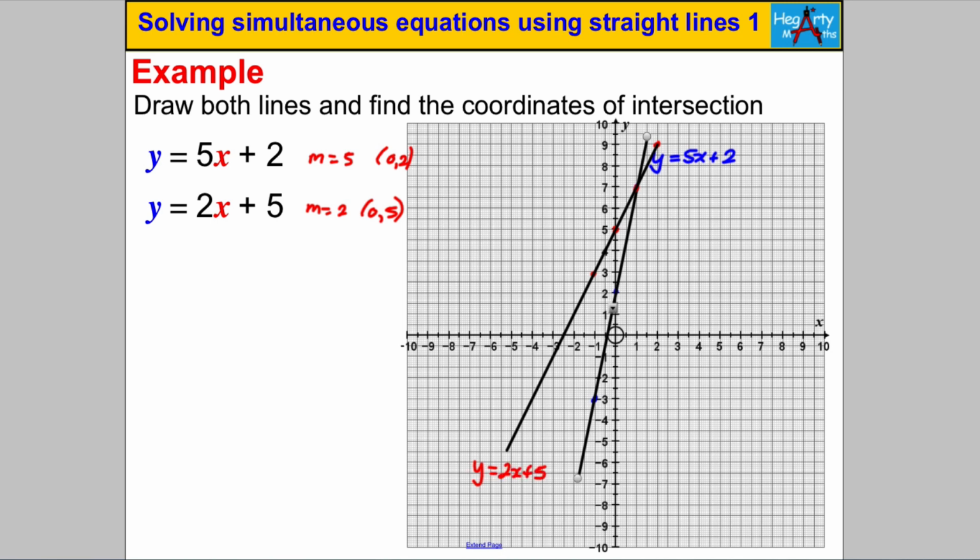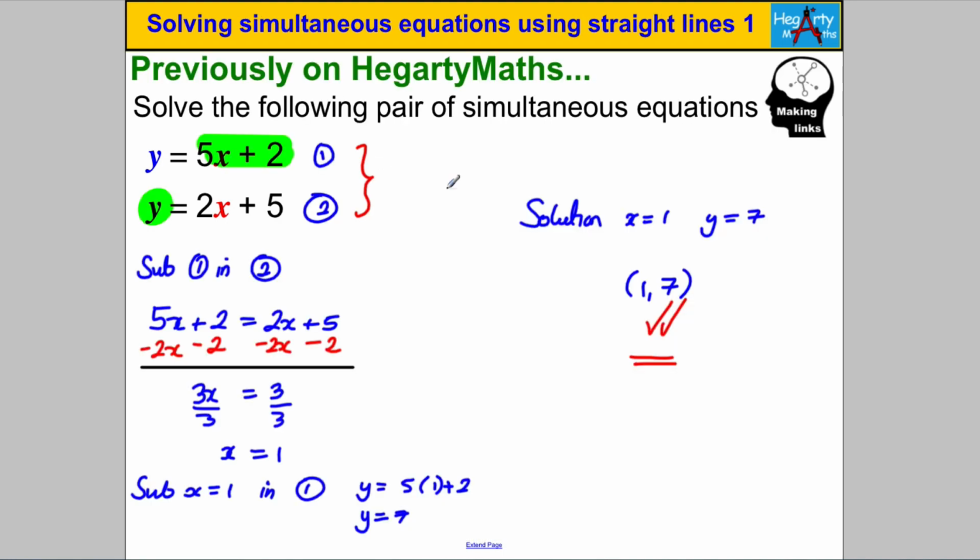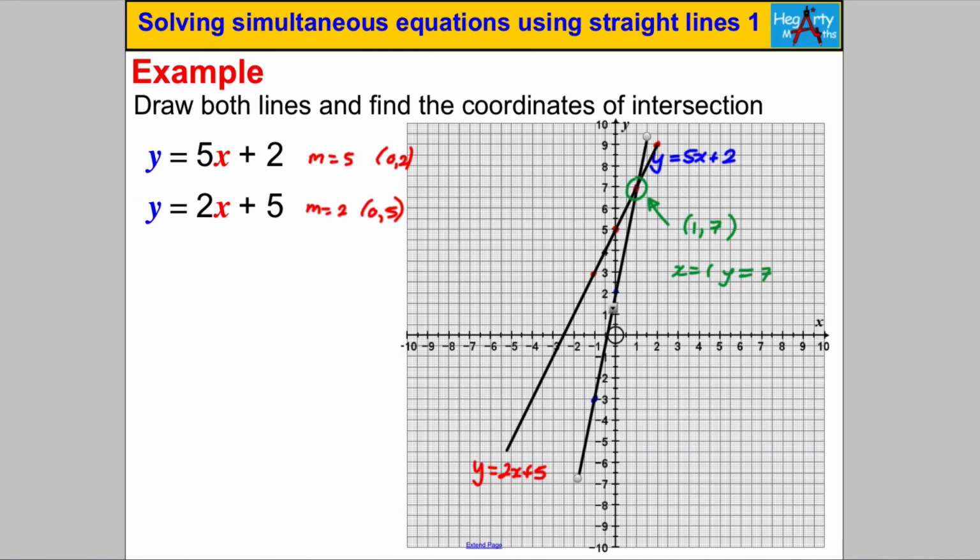Now where do they cross? It looks like they're crossing here, and if you look closely, that's crossing at the coordinates 1, 7, i.e. x is 1 and y is equal to 7. And hey, look back here, that's exactly what we got when we did algebra. So we can draw the straight lines, see where they intersect, and that will solve the simultaneous equations for us.